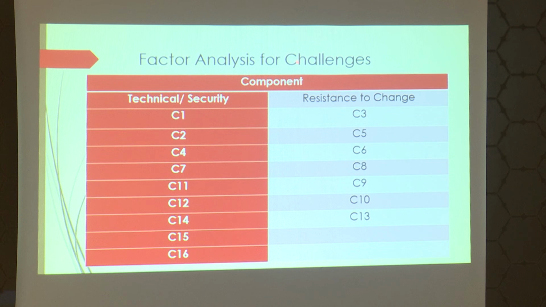So these are the two main components, or let's say dimensions. So the previous list of challenges can be grouped under two components: either technical or security, and resistance to change. The factor analysis for the critical success factors or enablers will be grouped under three components: IT system management, change management, and security. Interestingly, in the interviews, we had some similar and interesting findings.